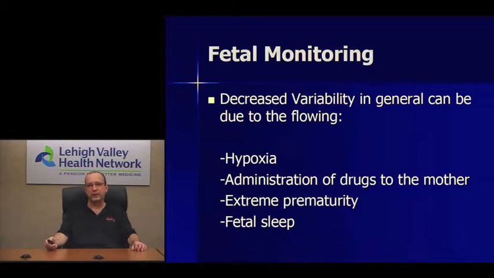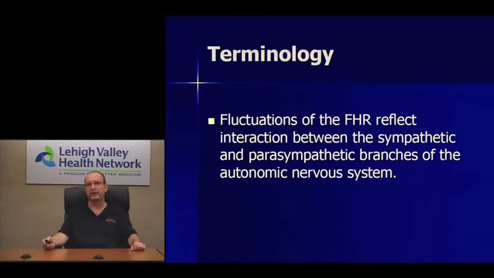Decreased variability in the heart rate can be due to the following. The kid's hypoxic. It could be from the drugs that maybe the mom was taking on her own, or maybe some of the drugs that they gave at the referring hospital. If the kid's extremely premature, it's not going to have that same variability. And if the kid is asleep, that's fine. And there might not be much variability until he wakes up or till you start moving mom around.